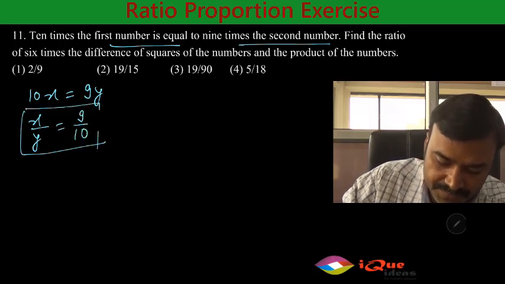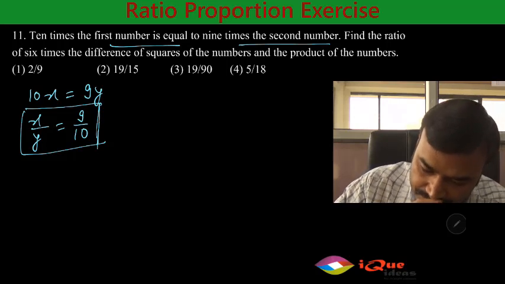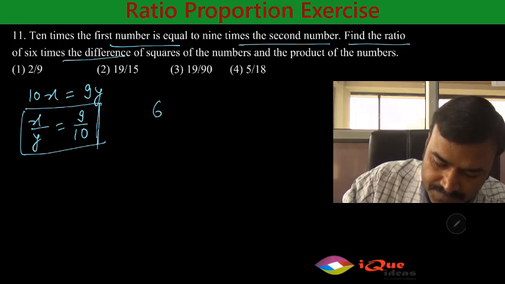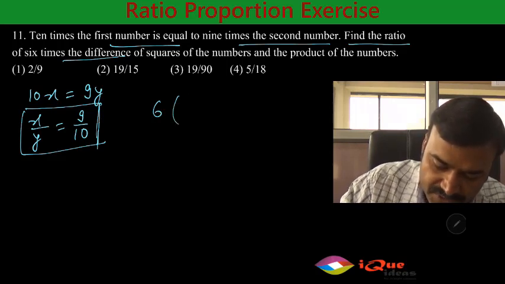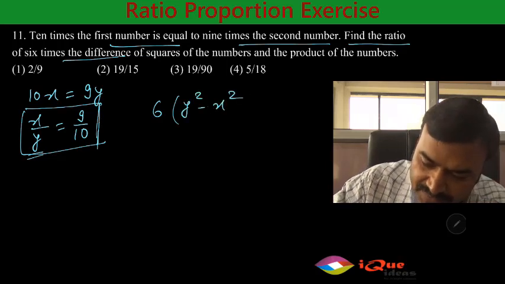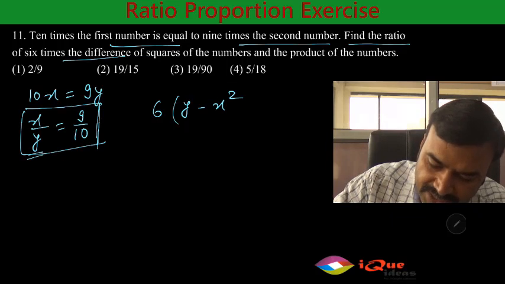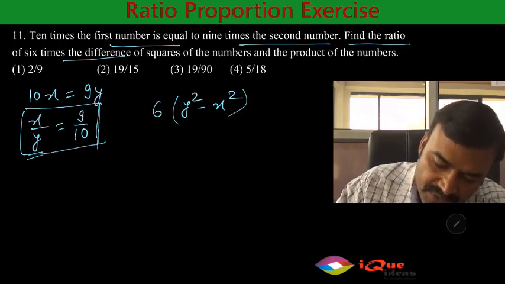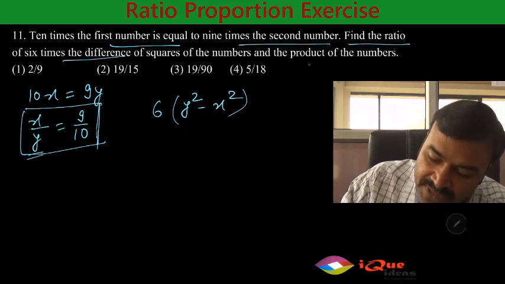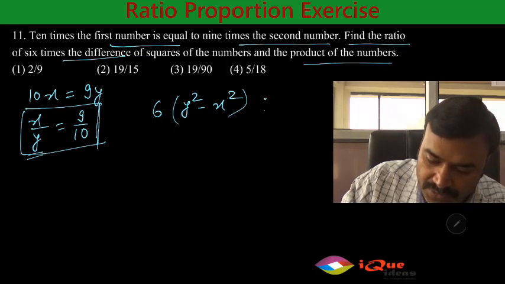Now what is the question asking? The question is saying, find the ratio of 6 times the difference of squares of numbers and the product of the numbers. So here, which one is larger? The larger number is y. So let's say y square minus x square, because we have to be concerned about ratio. So don't worry about the sign. We just take the values in such a manner that the difference comes out to be positive. So 6 times the difference of squares and the product of the numbers, that is x into y.